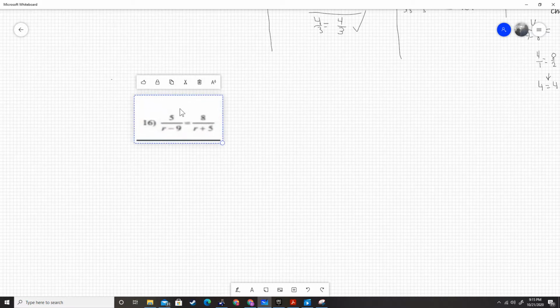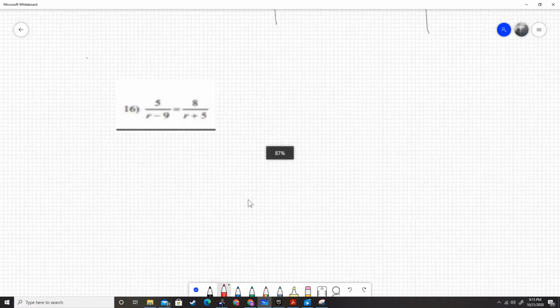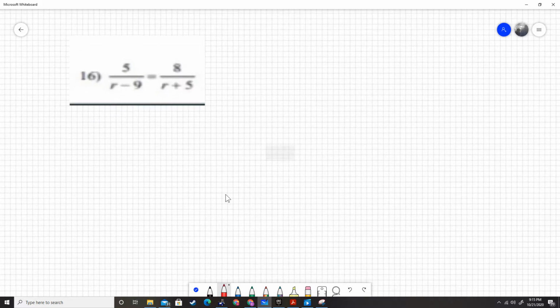Alrighty, and we are good to go. Now for this last one, like I said, it is kind of a doozy, but I don't want this to deter you from doing the math. This one is easier for us to solve if we cross multiply as opposed to reduce and then solve the equation like we did with those previous ones. So I got 5 over r minus 9, and that's equal to 8 over r plus 5.